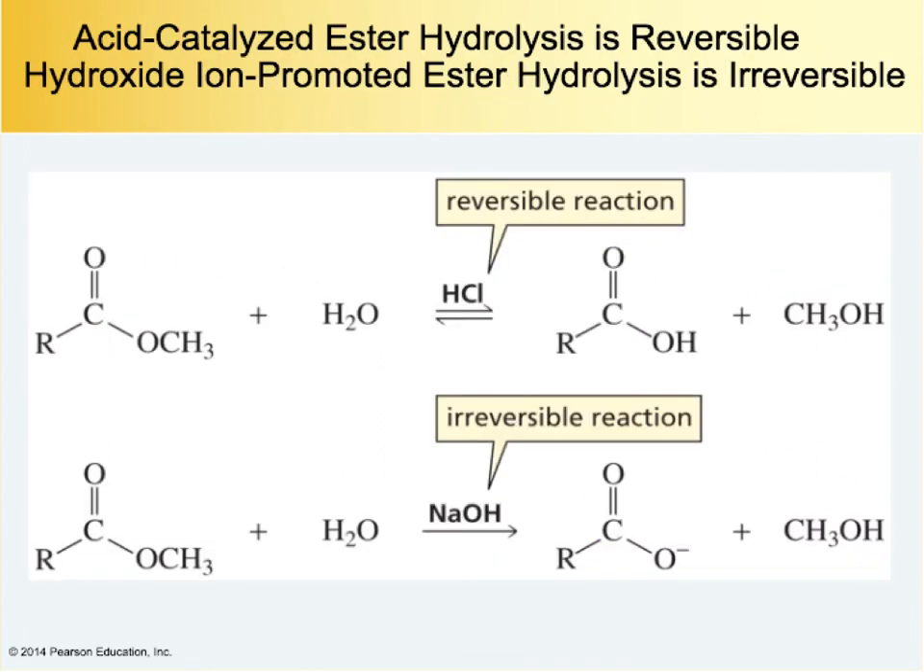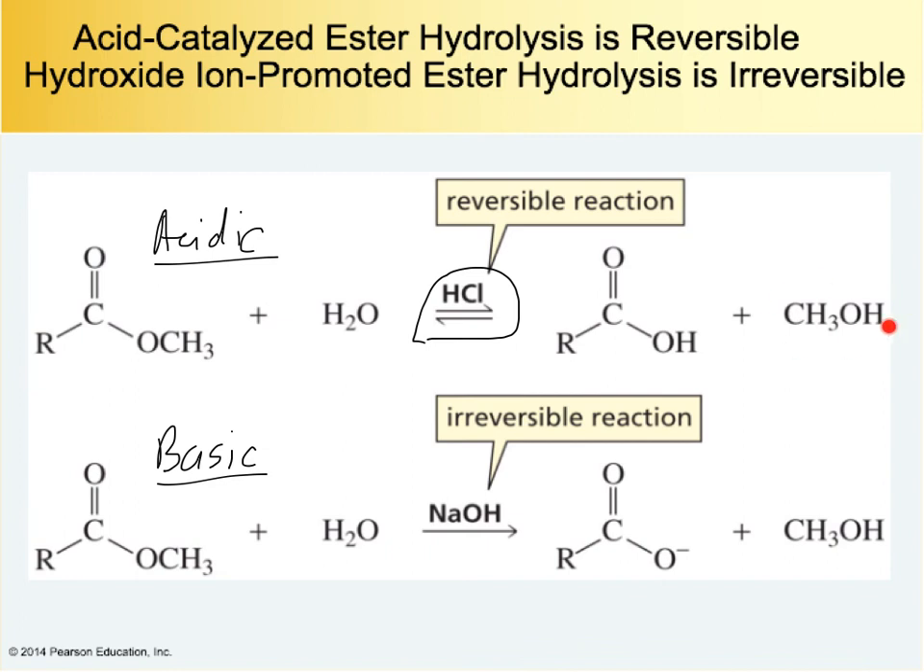The big difference is between this acidic condition to turn an ester into an acid, versus the basic condition to turn an ester into an acid. The acidic one's reversible. Note the arrows. That's an equilibrium arrow. It can go back and forth. If I add a bunch of methanol here, I could shift it back this way. If I add a bunch of water, I could shift it this way.